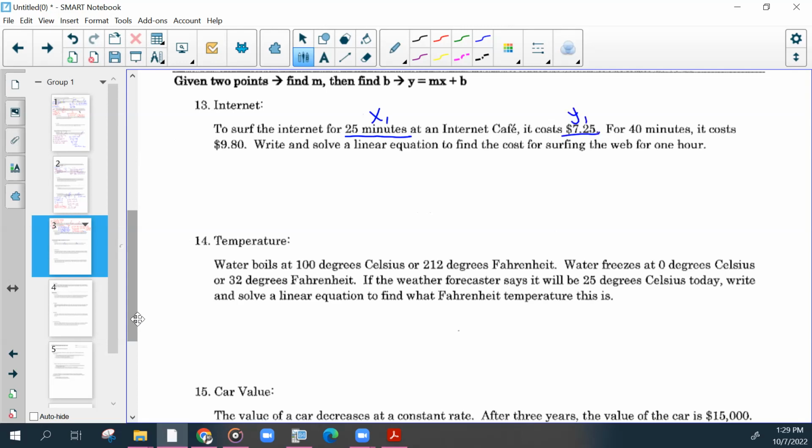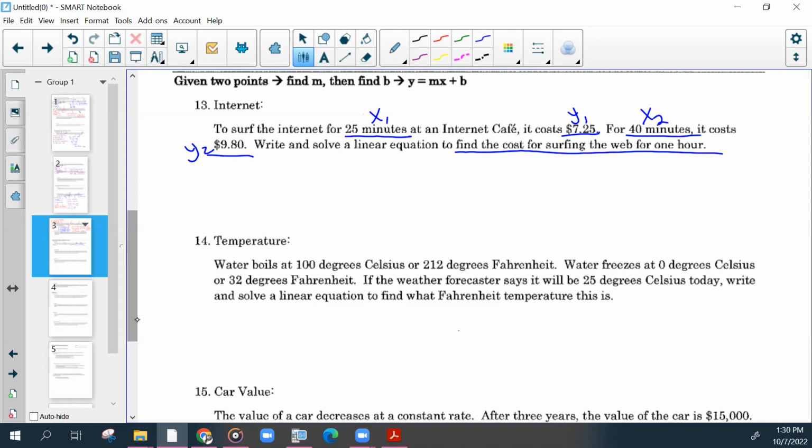To surf the internet for 25 minutes at an internet cafe, it costs $7.25. For 40 minutes, so there's another set of minutes, that's going to be related to the first, but a second X, it costs $9.80. That's related to the Y, but it's different, so Y2. We have to find the cost of surfing the web for 1 hour.